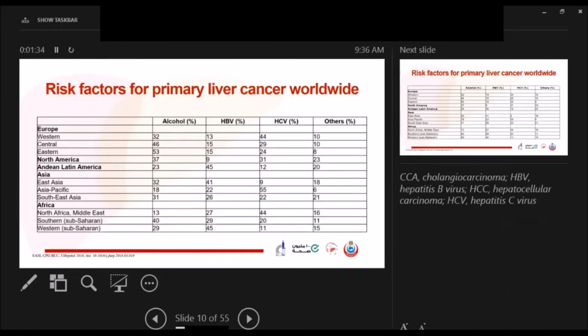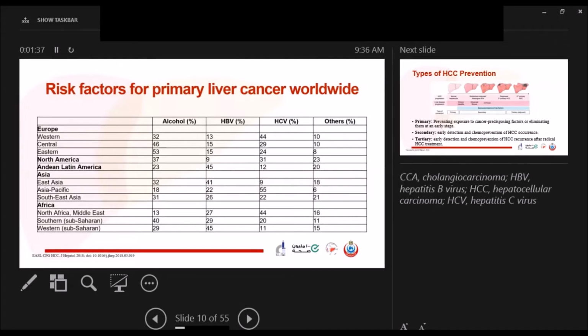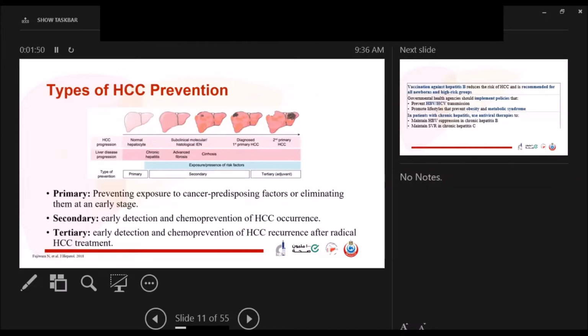There are many risk factors for HCC, such as alcohol abuse, viral hepatitis, and other causes. And in our region, the EMRO region, viral hepatitis still takes the lead as a major risk factor for HCC. To prevent HCC, we have three pillars.